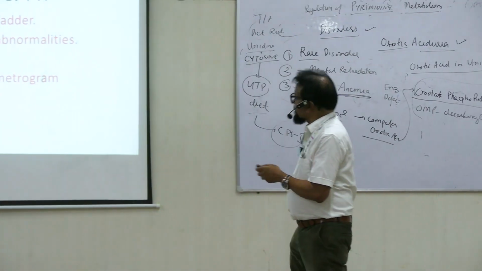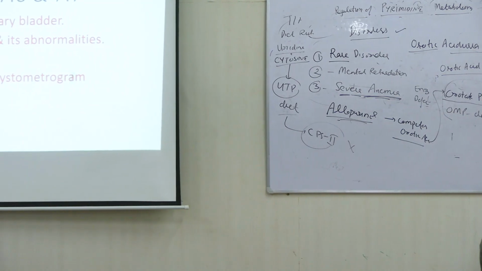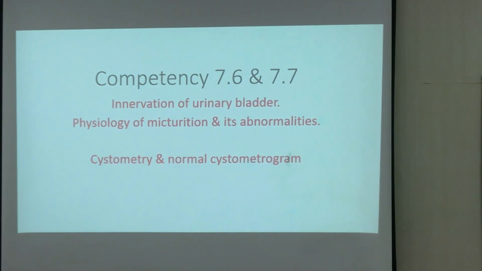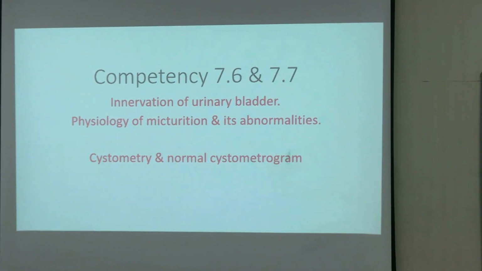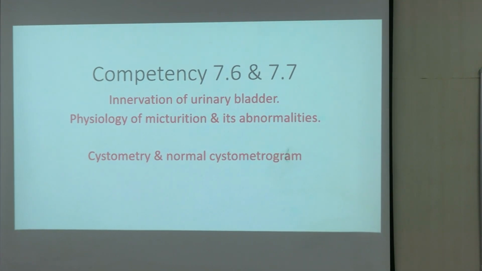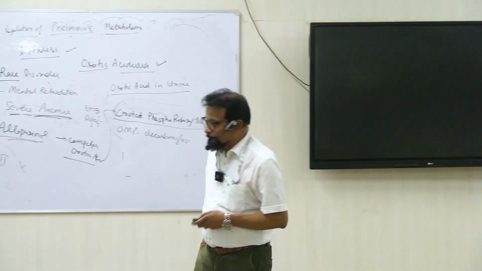And today's competencies, two competencies are there. One is innervation of urinary bladder, physiology of micturition, and its abnormalities. 7.7, it is cystometry and normal cystometrogram, its significances.